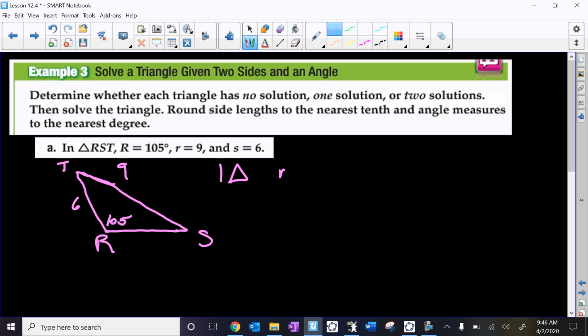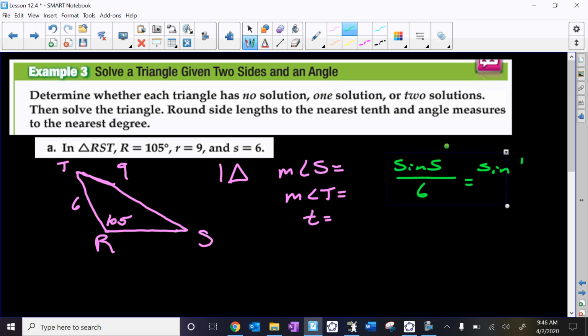So now we want to find the measure of angle S, the measure of angle T, and side length T. We have to start with the measure of angle S. If we're going to use the law of sines, which is what we're trying to do since we don't have right triangles, the only angle that we can solve for first is S. So we're going to say sine of S over 6, because that goes across, is equal to sine of 105 over 9.